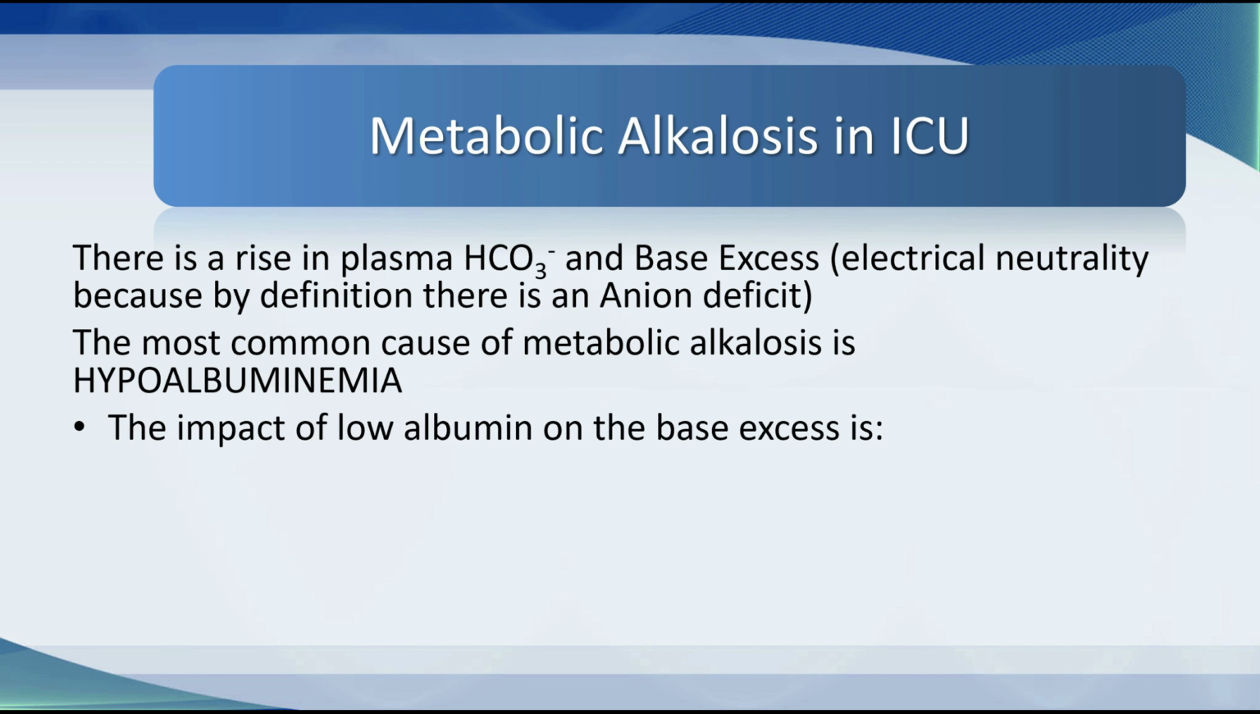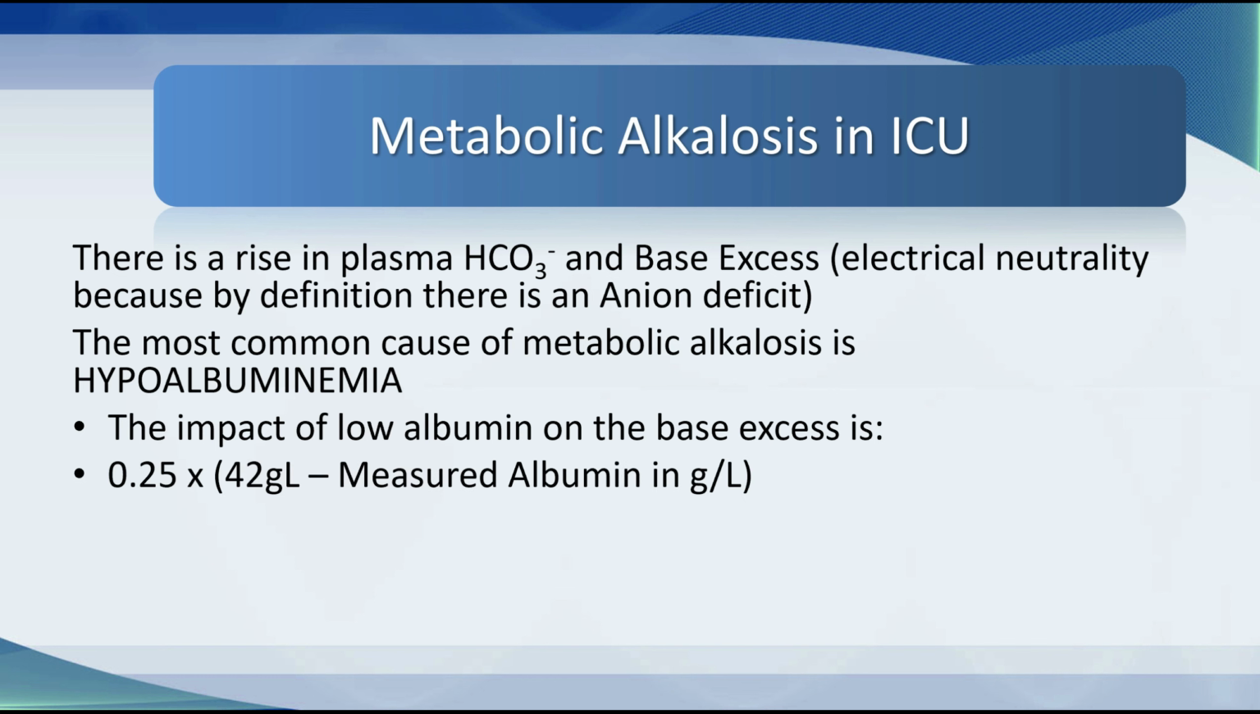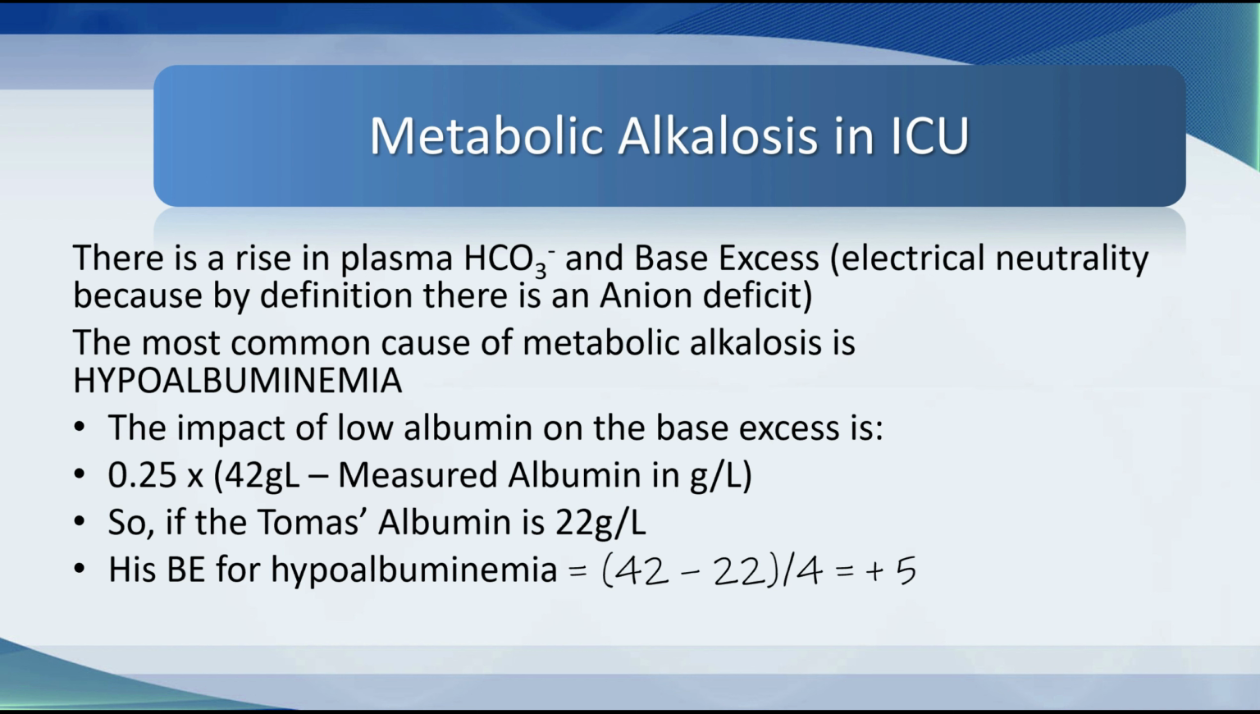The impact of low albumin on the base excess is calculated as 0.25 times the normal albumin of 42 grams per liter minus the measured albumin in grams per liter. So if Tomas's albumin is 22 grams per liter, his base excess for hypoalbuminemia is 42 normal minus his 22, divided by 4, and that will give you the charge carried by albumin. And in this case, there is a deficit in charge carried by albumin, so the base excess is +5. Remembering that albumin is a weak anion.